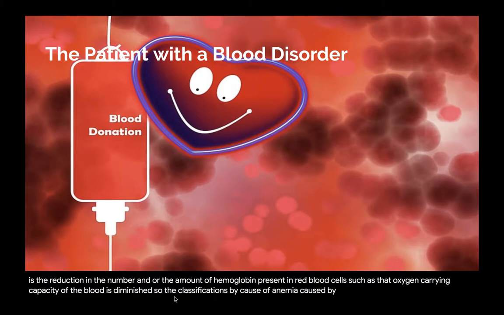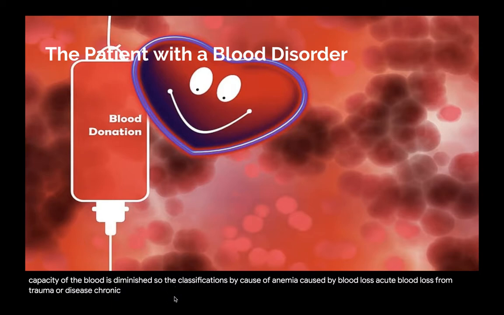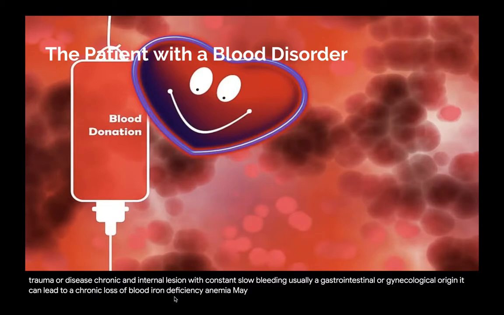Caused by blood loss: acute, blood loss from trauma or disease; chronic, an internal lesion with constant slow bleeding, usually of gastrointestinal or gynecological origin. It can lead to a chronic loss of blood. Iron deficiency anemia may result.